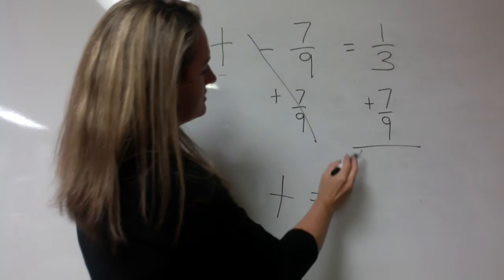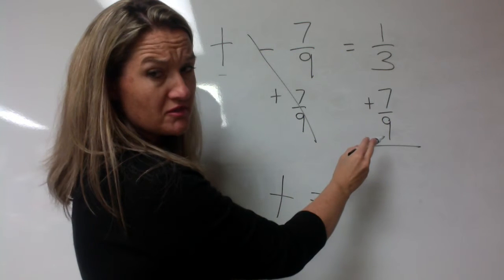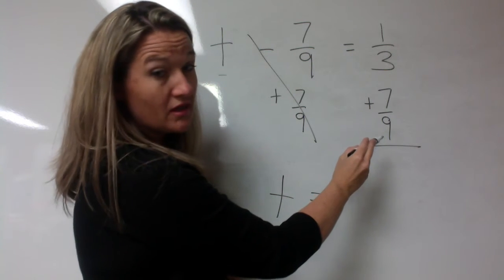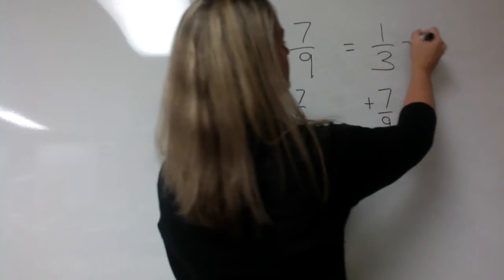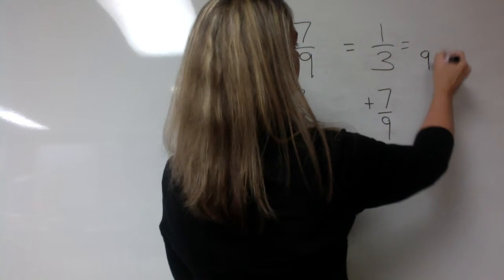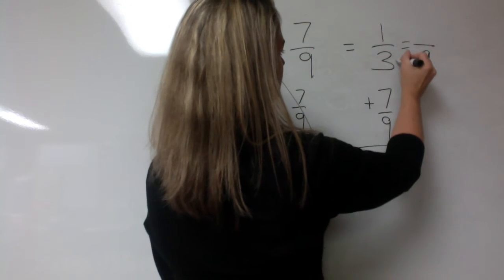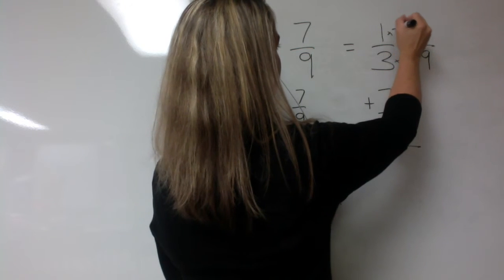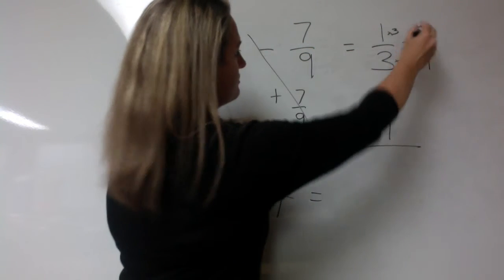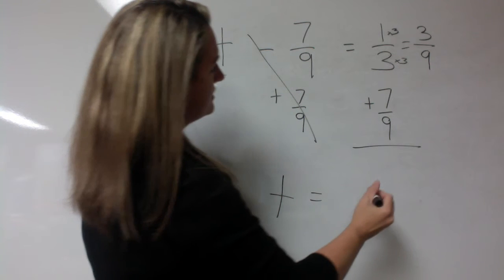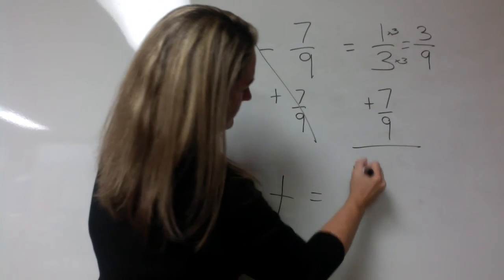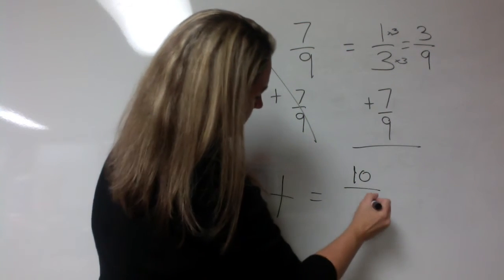So we've got 3 and 9, we have to get a common denominator. That's going to be 9, so we can leave this one alone. Let's go ahead and make an equivalent fraction up here. 3 times what equals 9? Times 3, 1 times 3. So we've got 3 over 9 plus 7 over 9. 3 plus 7 is 10, and then the 9 stays the same.